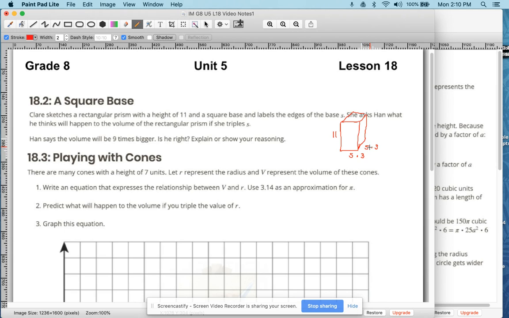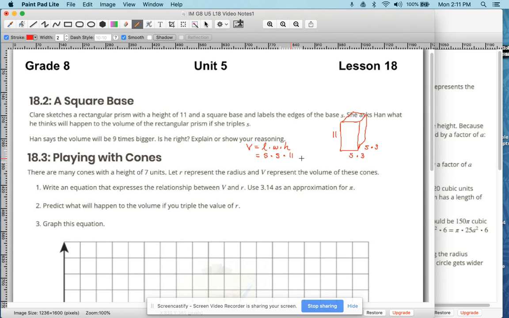Well, if she triples this S and triples this S, 3 times 3 is 9. So it kind of looks like Han might be correct, but let's look at it mathematically. We know the volume of a rectangular prism equals length times width times height. So we already have a length, which is S, and a width, which is S, and a height, which is 11.